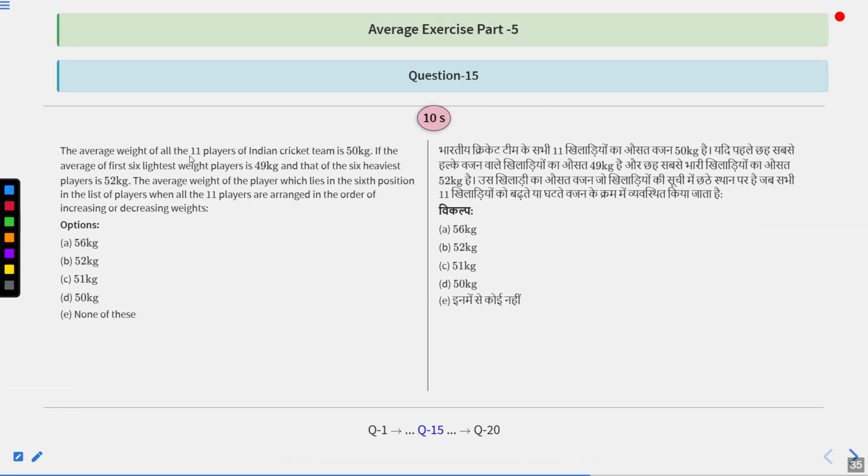The average weight of all the 11 players of the Indian cricket team is 50 kg. If the average of the first 6 lightest players is 49 kg and that of the 6 heaviest players is 52 kg, what is the average weight of the player who lies in the 6th position in the list when all the 11 players are arranged in the order of increasing or decreasing weight? So you have 5 options and 10 seconds to analyze the question. Your time starts now.